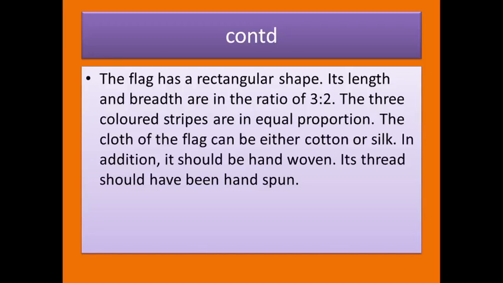So here you can see the uniqueness of our national flag, which is rectangular in shape, with length and breadth in the ratio of 3:2. It has three stripes, as I have already told you, saffron, white, and green, in equal proportions. The cloth taken to make this flag is either cotton or silk. In addition to this, it should be hand woven and its threads should have been hand spun.